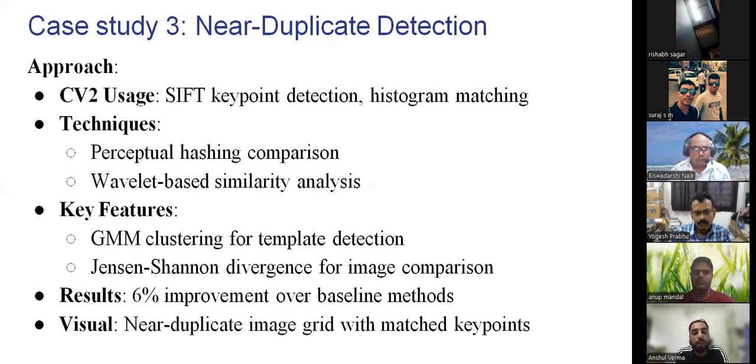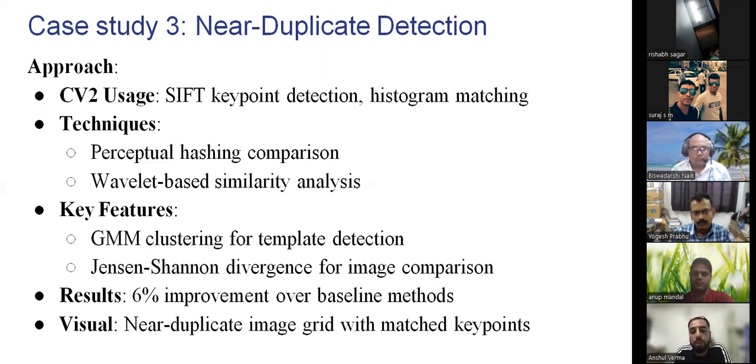It is efficient at capturing both coarse as well as fine level detail across the scales. It helps differentiate images based on structure and content pattern. The key features being GMM and Jensen-Shannon divergence.